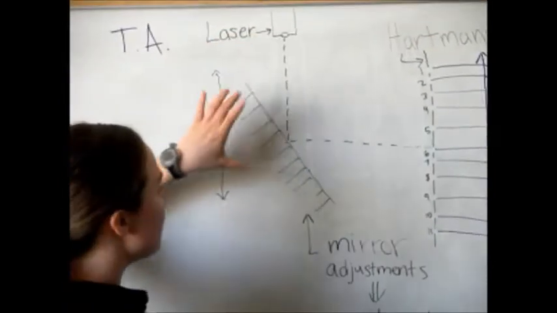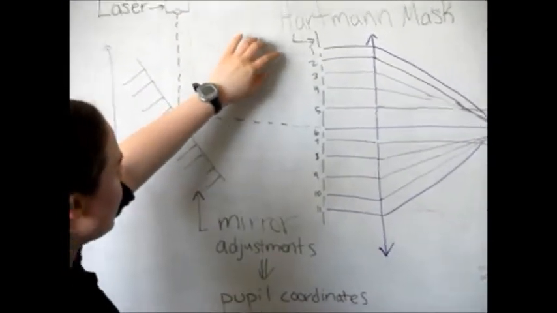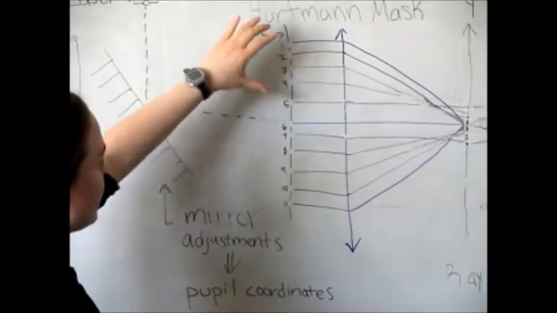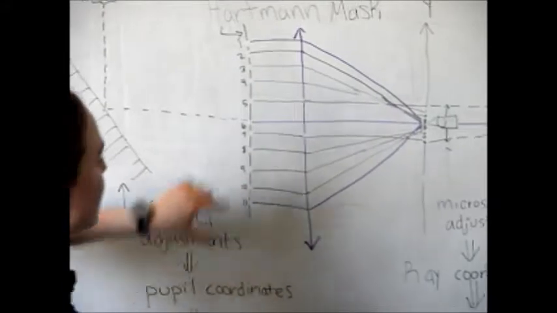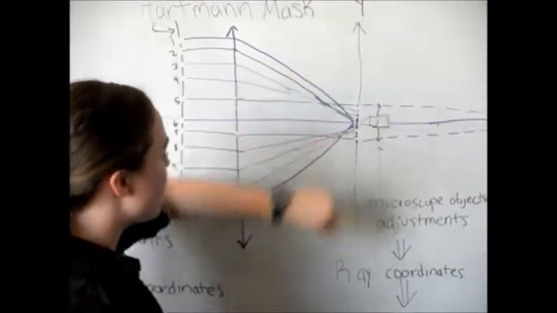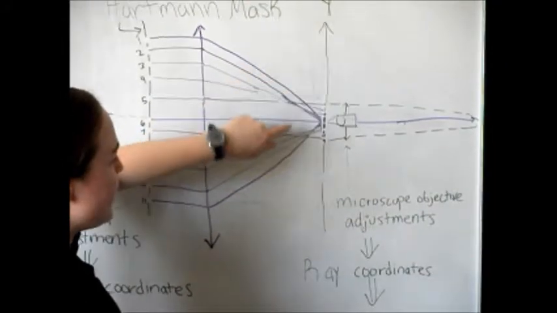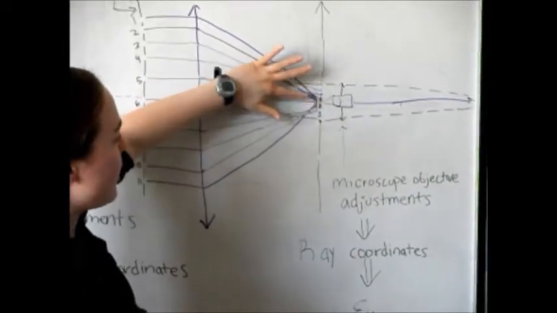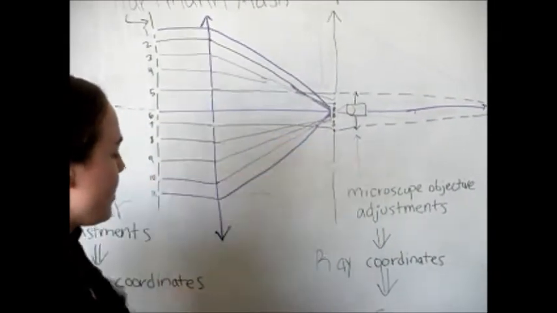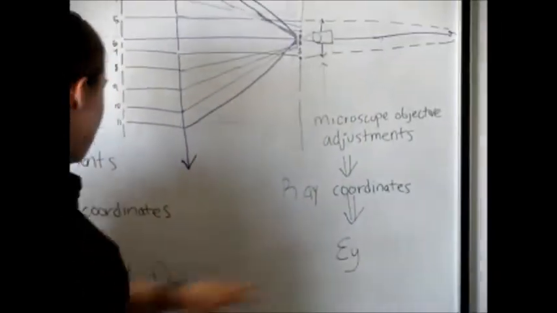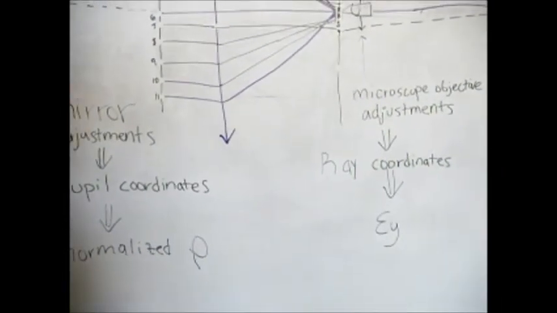Okay, so this is transverse aberration. What we have is a laser coming through a mirror that we adjust up and down to pass rays through our Hartmann mask and hit different points on the pupil, one of 11 different points. These points focus to the marginal focal point. We move our microscope objective up and down in order to see where the rays focus on this plane, and then we can get both our ray error and normalized pupil coordinates and plot our ray scan error.